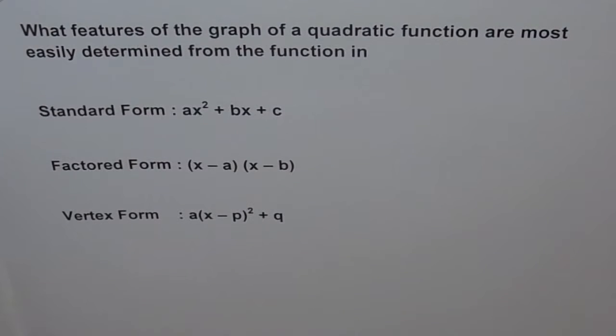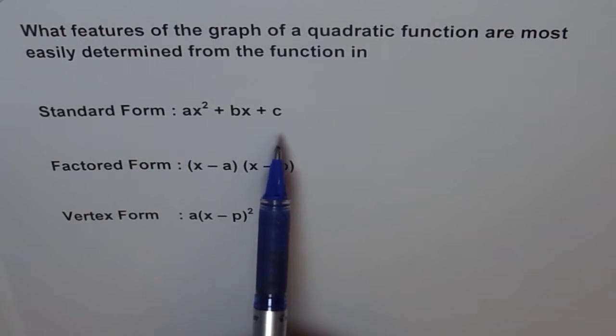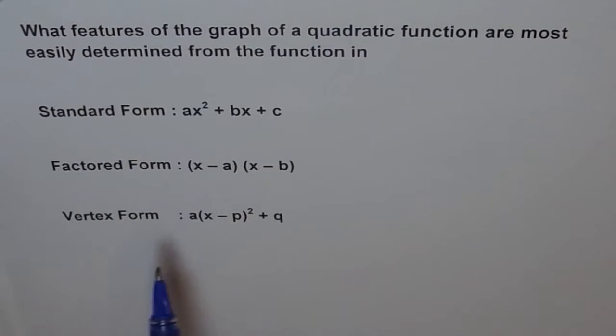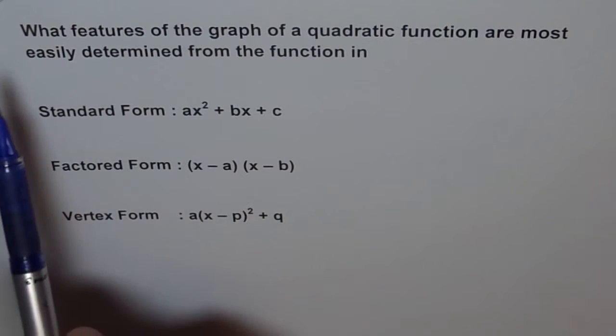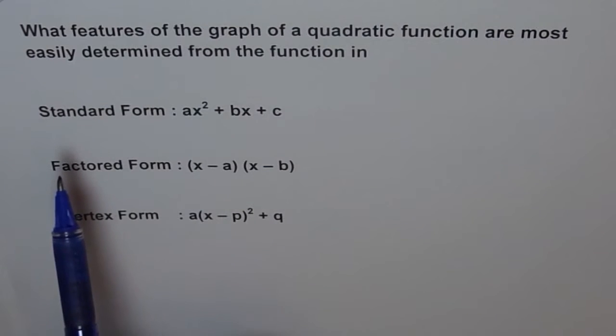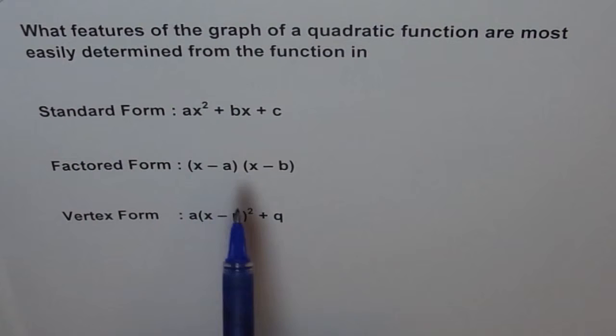Hello. Now here we have a quadratic function represented in different forms of its equations. As you know, a quadratic equation could be in the standard form ax squared plus bx plus c, or in factored form (x minus a)(x minus b), or in vertex form a(x minus p) whole squared plus q. Now the question here is, what features of the graph of a quadratic function are most easily determined from the function in these forms?